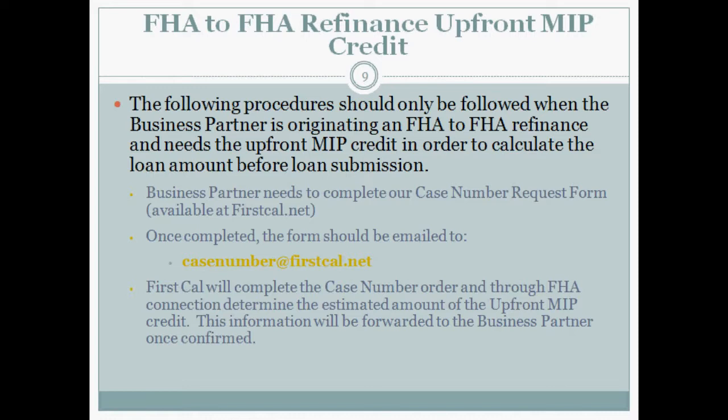Again, you'll need to complete our case number request form. Once it's completed, it should be emailed to casenumber@firstcal.net, and then FirstCal will complete the case number order, and through FHA Connection will determine the estimated amount of the upfront MIP credit. This information will be forwarded to you once it's confirmed.